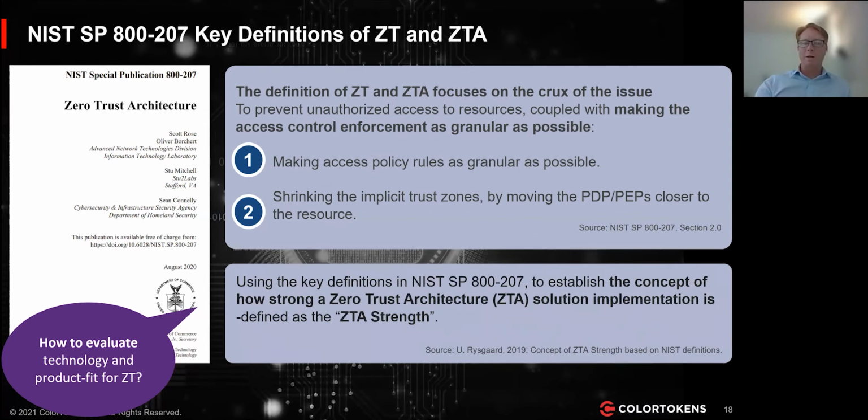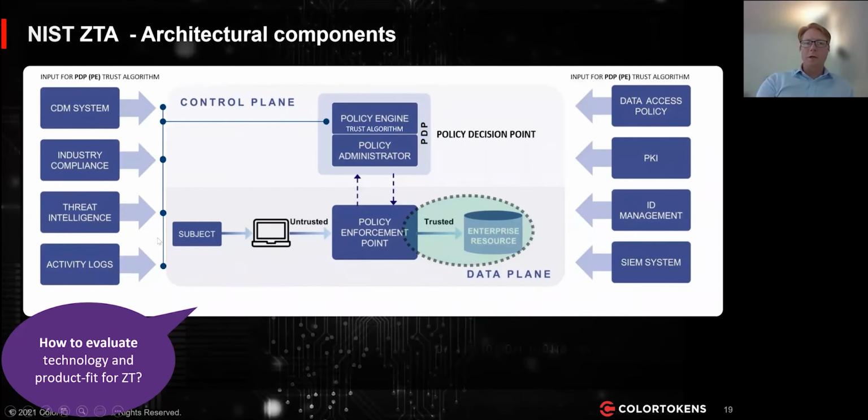So what are the implications of that? We use these definitions to establish the concept of how strong a zero trust solution implementation is. And we define that as the zero trust architecture strength. Let's have a look. Granularity and moving the PEP closer to the resource to shrink the trust zones. To understand this, let's look at the architectural component that NIST put out here to us.